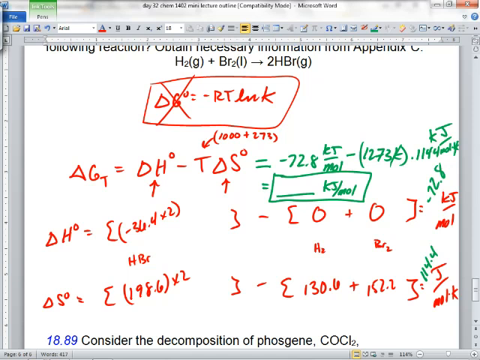Anybody get an answer? Did you get like negative 218? Okay, good deal. Right here? Products minus reactants.